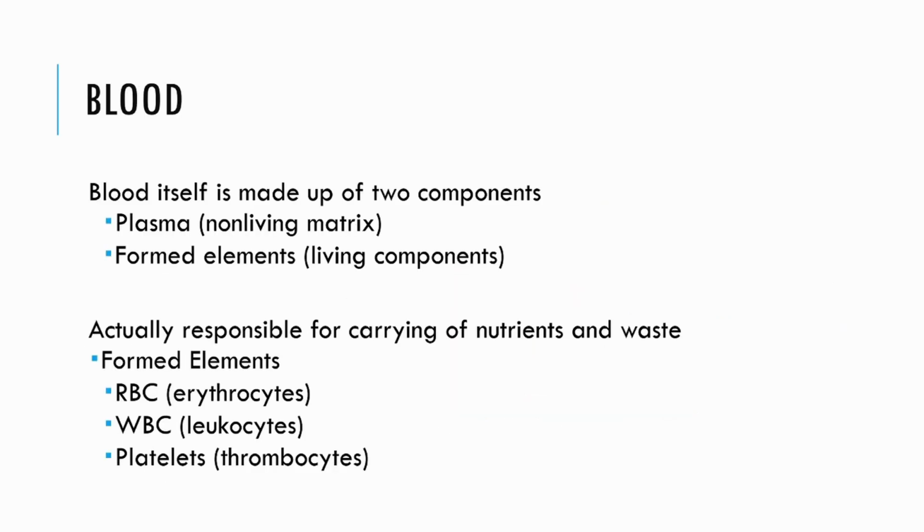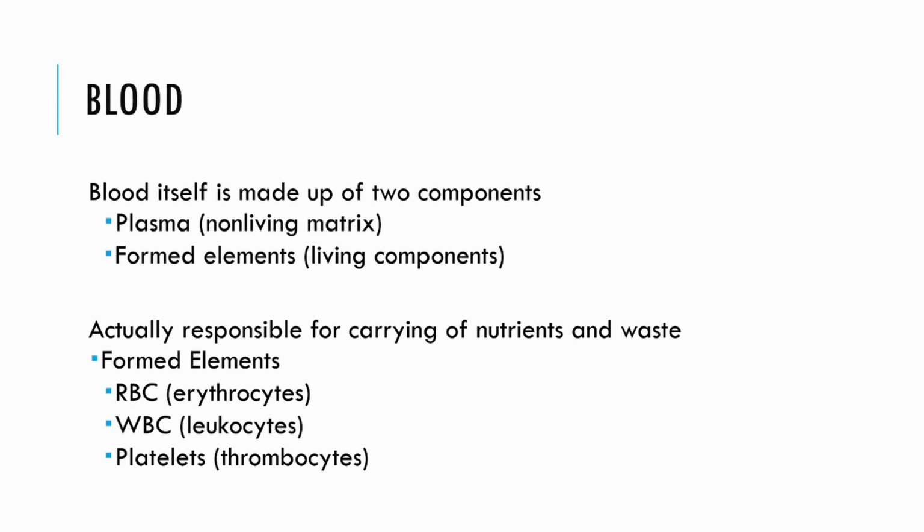Now let's look at what's on the inside of those blood vessels, the blood itself, which is made up of two parts. Remember that blood is a connective tissue, if you remember that from histology, where we have a matrix that's non-living and the cellular component. The plasma of blood is the non-living matrix, and the formed elements is what we call the living components.